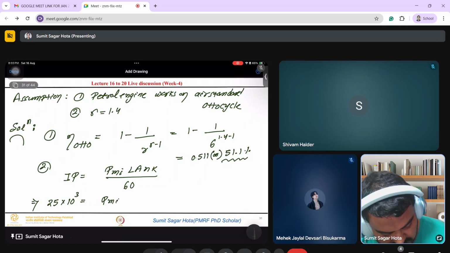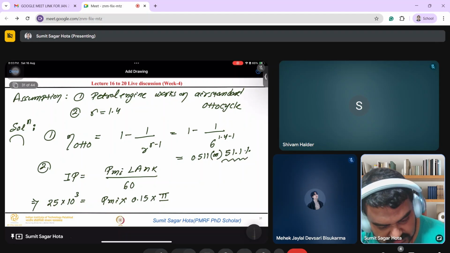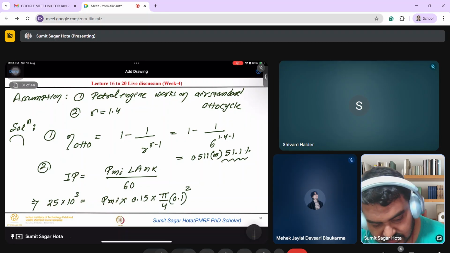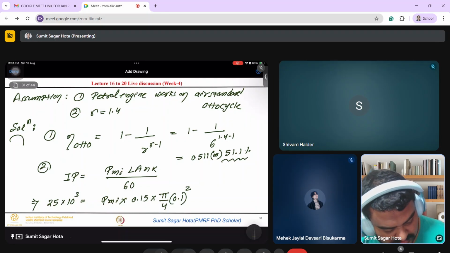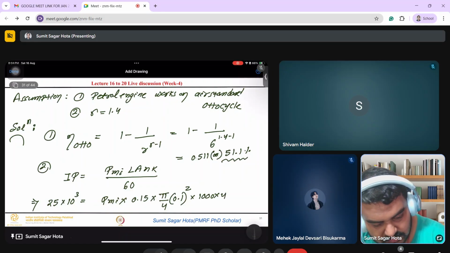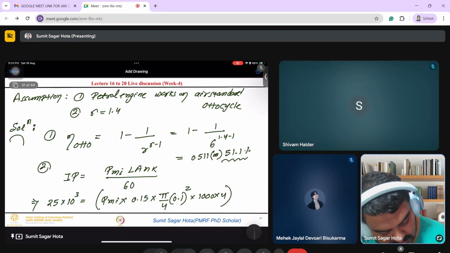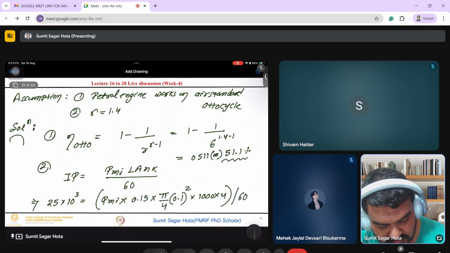So PMI into your L value, stroke length we have 0.15. Area: bore diameter is given as 10 centimeter, which is 0.1 meter, so we can find the area as pi by 4 d square, because it is a circular cross section of the cylinder. We are assuming it is circular. Okay, actually it's not properly circular. So N, we already found that it's 1000, and it is a 4-cylinder engine, already mentioned in the question, so we just multiply with 4, divided by 60, to convert from per minute to per second.